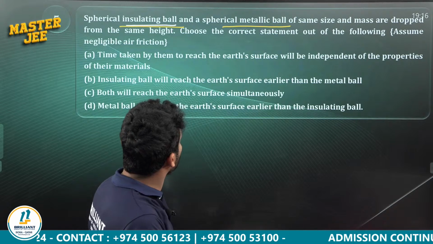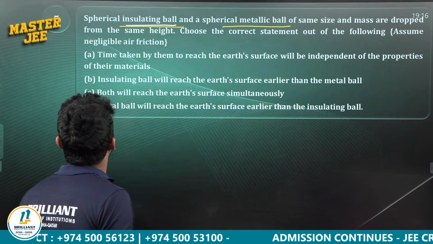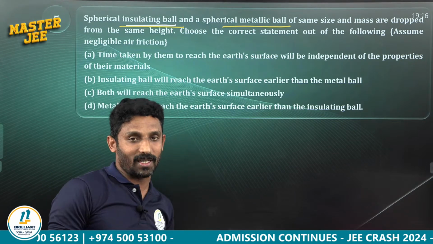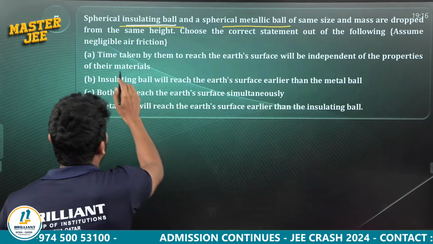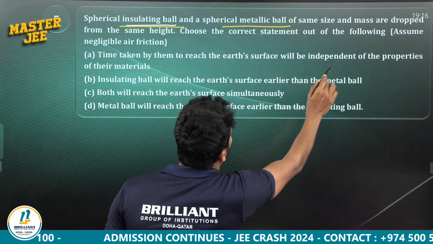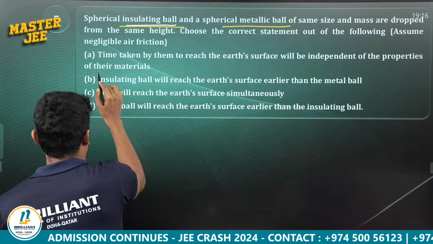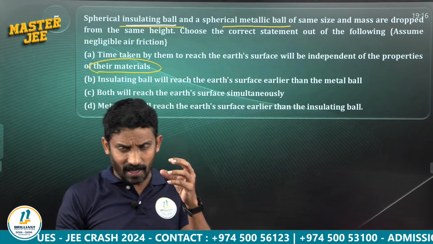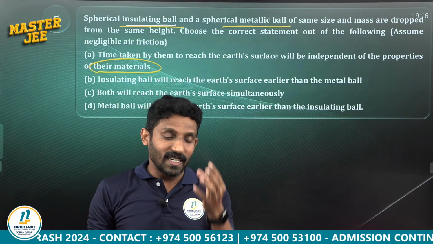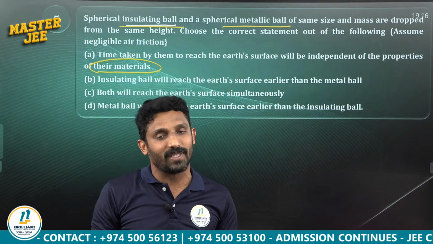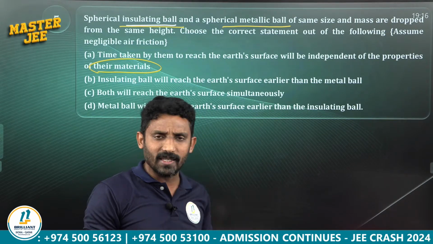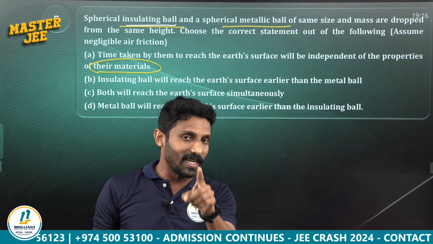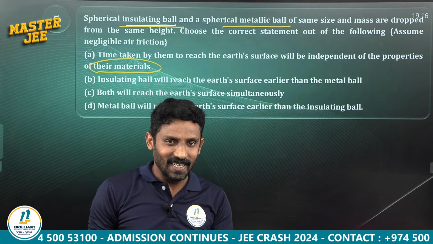Okay, choose the correct statement out of the following. Assume negligible air friction. The statement that the time taken by them to reach the earth's surface will be independent of the properties of their materials is a mistake. See, one is metallic, while it is moving down, it is cutting the magnetic field lines of the earth. Actually, this question is regarding the concept of eddy current. We studied that, eddy current.